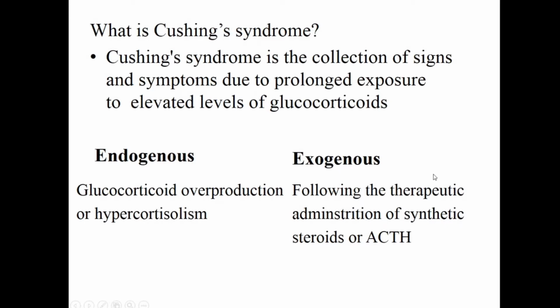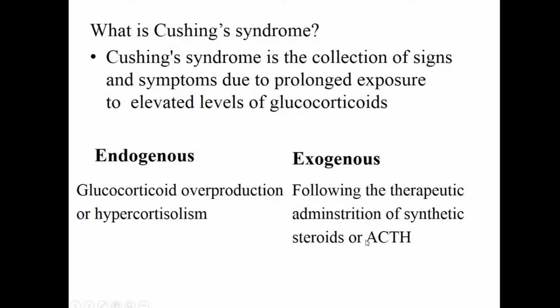Exogenous is the most common cause. Remember that when it comes to the postgraduate exam, the most common cause of Cushing syndrome is exogenous glucocorticoid therapy. That means this is being used for some reason, it can be because of overdose of steroids, or prolonged use, or excessive use, or use without being monitored by the healthcare personnel. So these are known as exogenous, mostly coming with therapeutic administration of synthetic steroids.